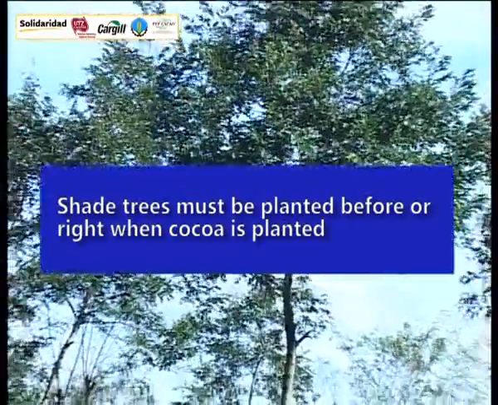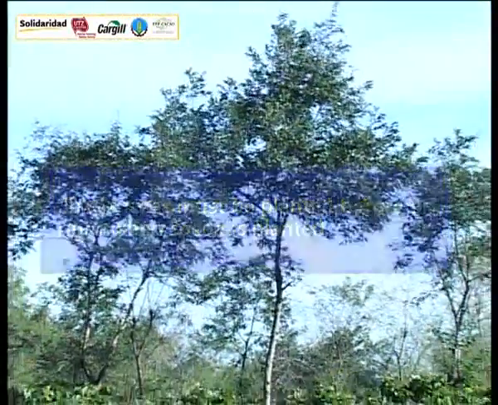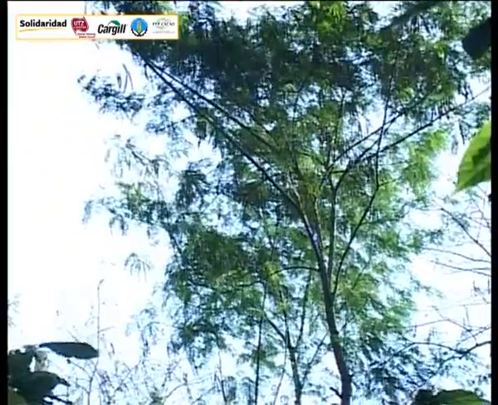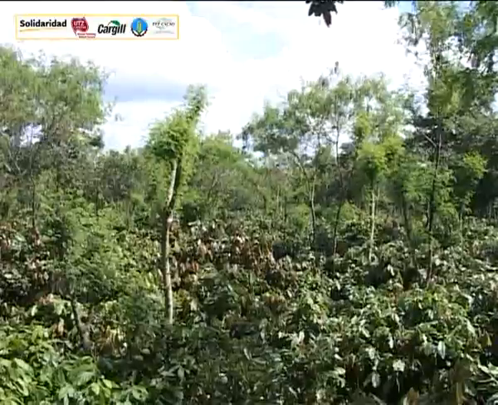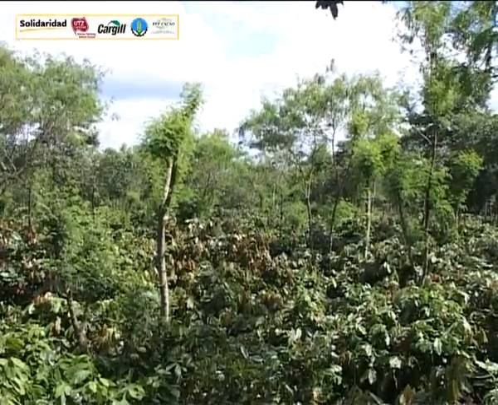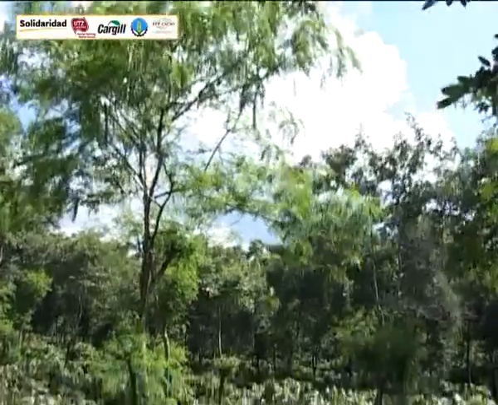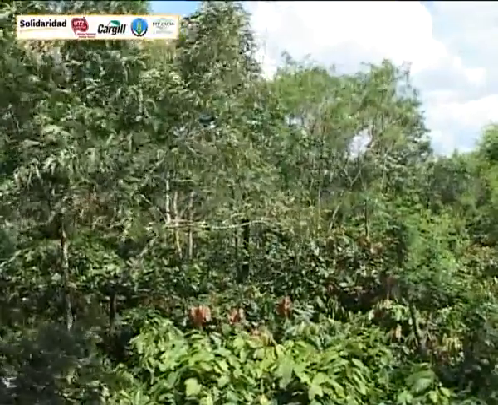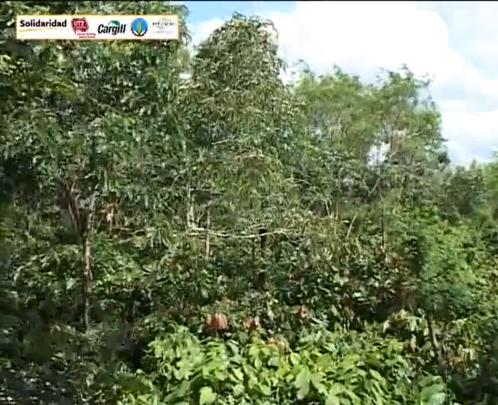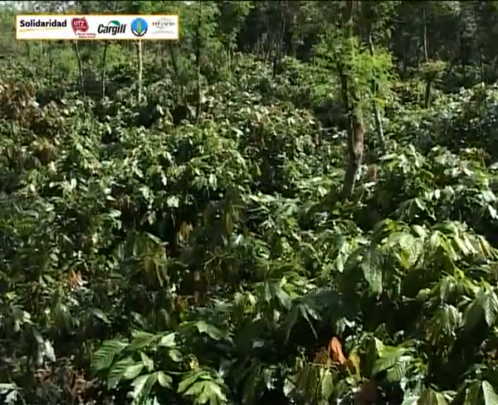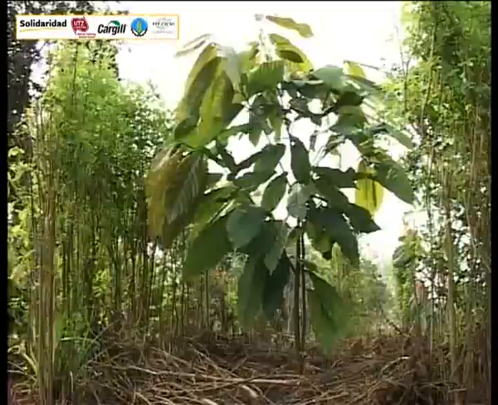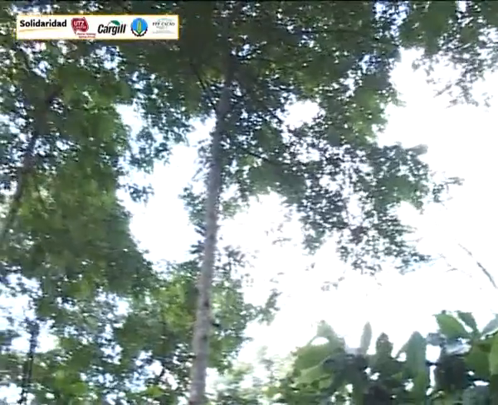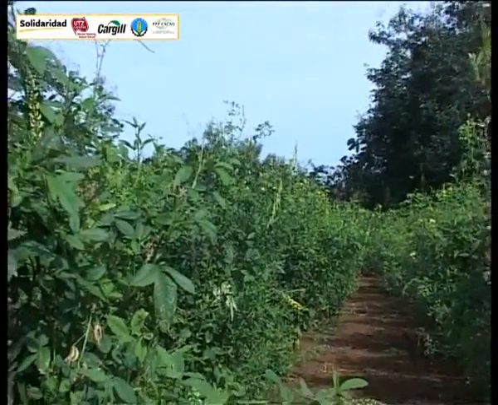Shade trees must be planted before or right when cocoa is planted. Suitable shade trees must meet the following requirements. Shade trees must grow fast, have thin but evenly distributed canopies, have economic values, not share pests and diseases with cocoa, and provide minimal nutritional competition with cocoa. However, there are few plants in nature that will comply with all these requirements. Therefore, to meet all the technical requirements for cocoa, the farmer must act accordingly, depending on the characteristics of each plant.